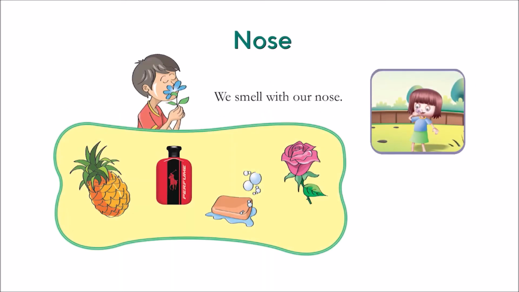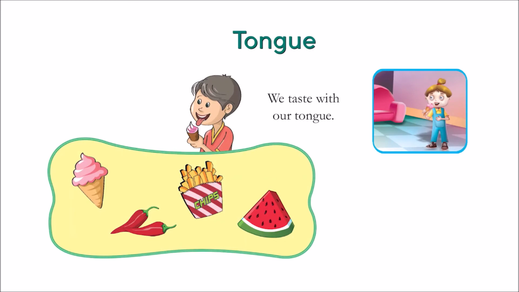We can smell with our nose, the beautiful smell from flowers, from perfumes and from our soaps, and also the smell coming from different fruits and plants. Then our tongue. What can we do with our tongue? We can taste. We can taste the yummy food that our mom prepares. We can taste the food that we eat like ice creams, sweets, and we can also have spicy stuff. We can have fruits and vegetables and taste different things around us.